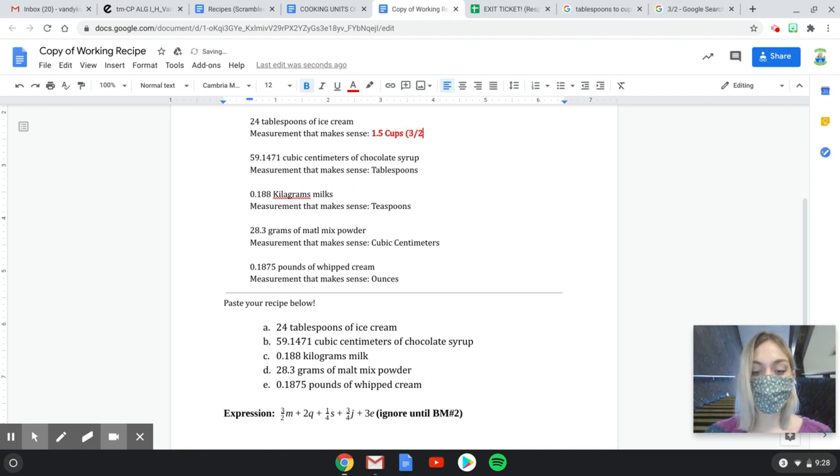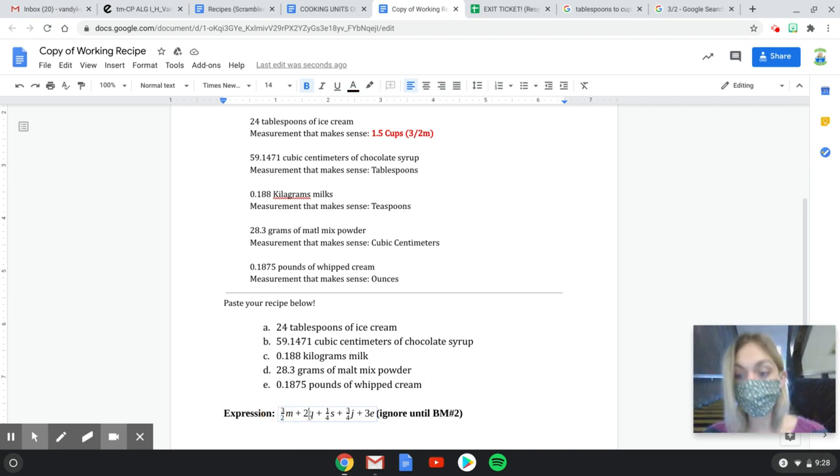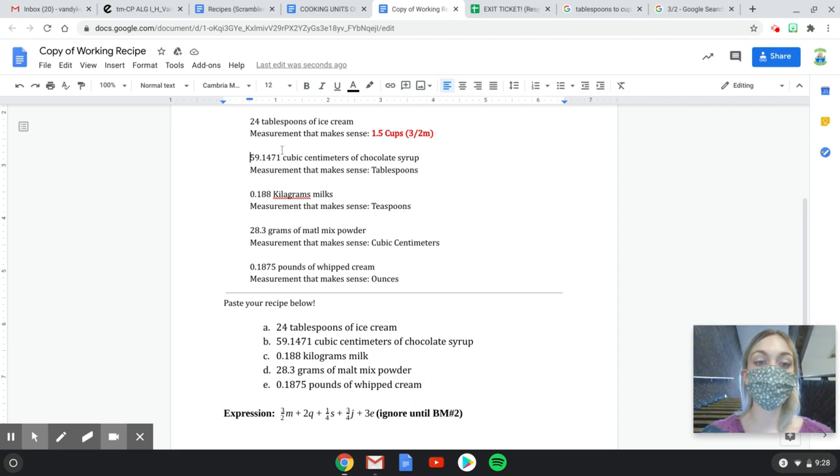I'm just going to put 3/2 m as well, so once you go through, you know what ingredient belongs to each variable. Okay, so how we checked that was once we got our conversion, we had to come down here, look at the coefficients, and see if there's any coefficient that matches our conversion. Let's try cubic centimeters next.